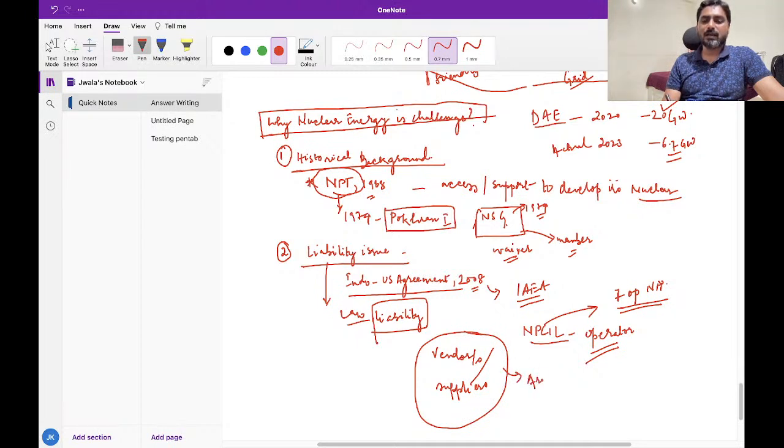So there are companies like Areva, Toshiba. Areva is from France, Toshiba is from Japan, Westinghouse is from the USA. So you'll ask them to make the nuclear power plant. They will make the nuclear power plant, and then they will hand over the keys to the operator. They will develop the nuclear power plant because they have the expertise in making nuclear power plants, and then they will hand over the keys.